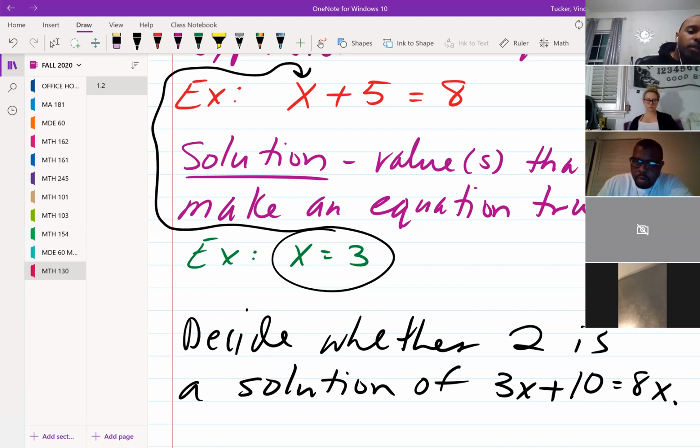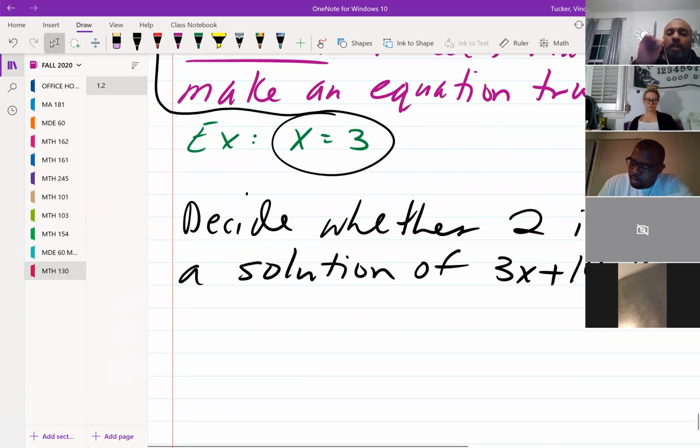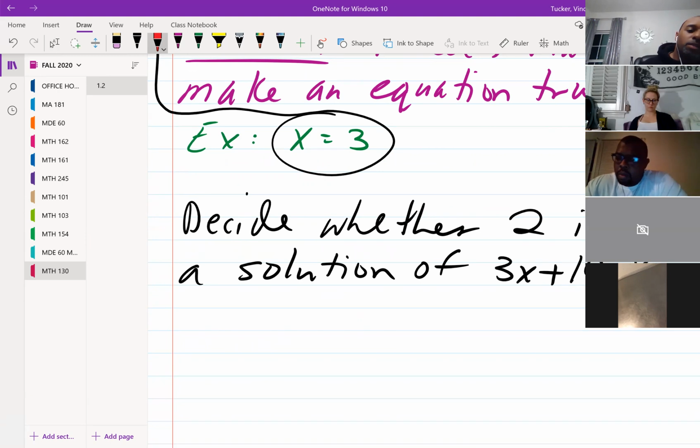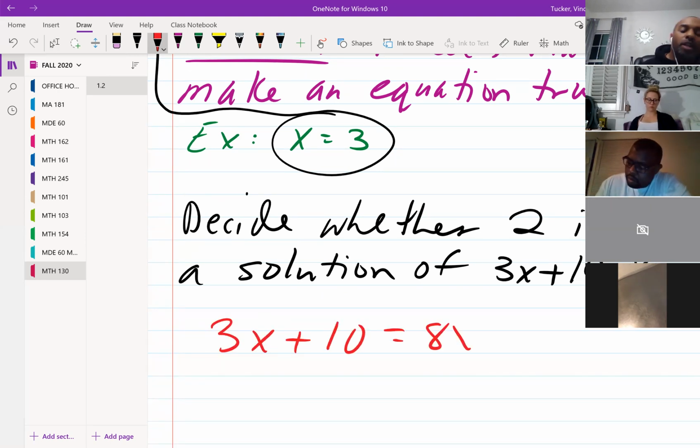So you could see this as an exercise. Decide whether 2 is a solution of 3x plus 10 equal to 8x. So if you want to know if that is the case, then you will plug it in for x. If it ends up being a true statement, in other words, equal on both sides, then it is a solution. If not, then it's not a solution.